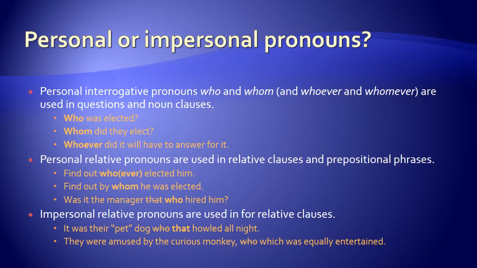Impersonal relative pronouns are used for relative clauses. Examples: it was their pet dog that howled all night. So I use that for dog and not who. Again, they were amused by the curious monkey, which was equally entertained. And so we use which for monkey rather than who.